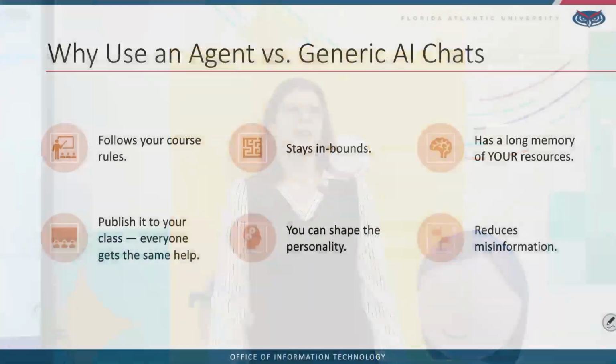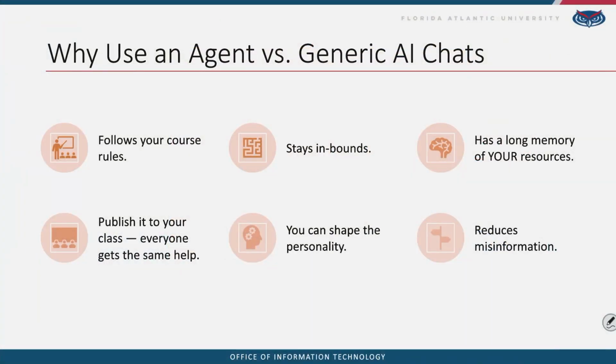Why would you use an AI agent versus a generic AI chat? AI agents actually follow your course rules, since you could put almost like a wall around it, right? You could restrict what it is answering to students, so it stays in bounds. It's sort of like putting bumper lanes on a bowling alley, right? You always keep going straight, it doesn't veer off.